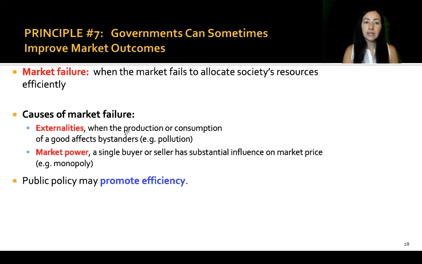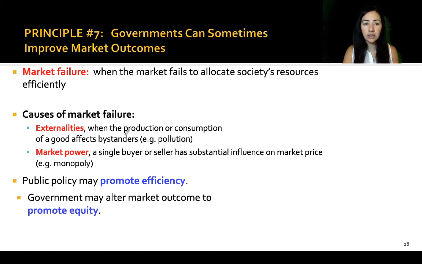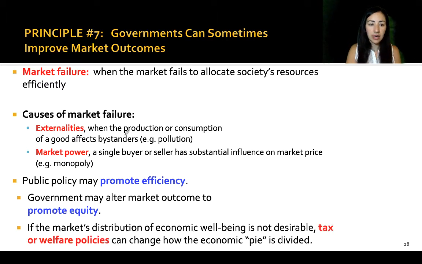So what else can the government do to improve the market? They can create public policy that promotes efficiency. They can create government outcomes or policies that create equity or equality for society. And if the market distribution of well-being is not desirable, they can enact tax and welfare policies that can change how the economic pie is divided.